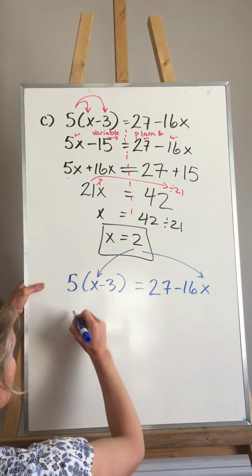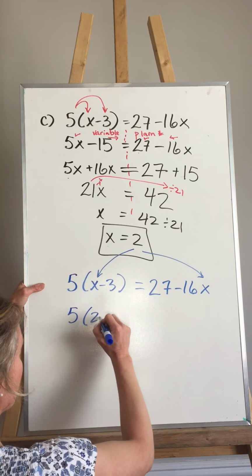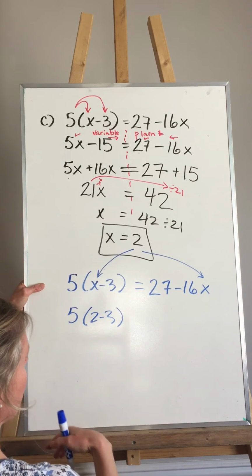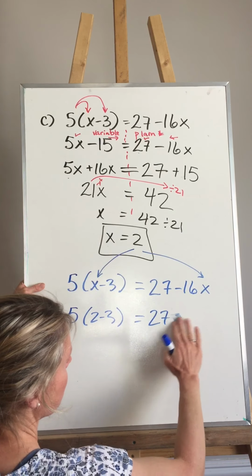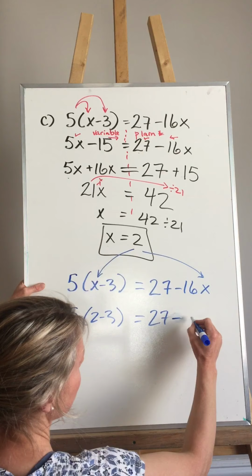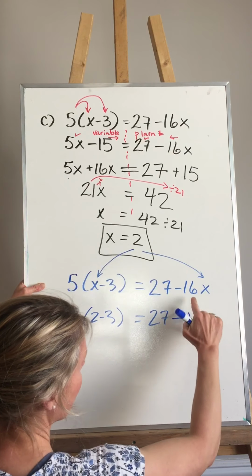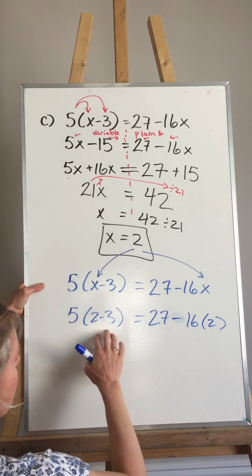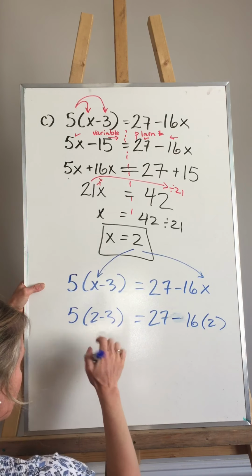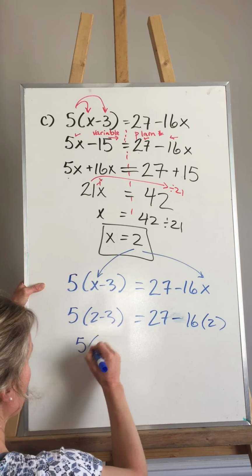and if they both equal each other, then you have the right answer for x. So first I'm going to substitute in: 5 brackets 2 minus 3, that's my left-hand side. My right-hand side is 27 minus 16 times x, so 16 times 2. I can work inside the brackets here because I just have numbers. So it's going to be 5 times 2 minus 3, which is -1. And on this side I'm going to have 27 minus 16 times 2, which is 32.